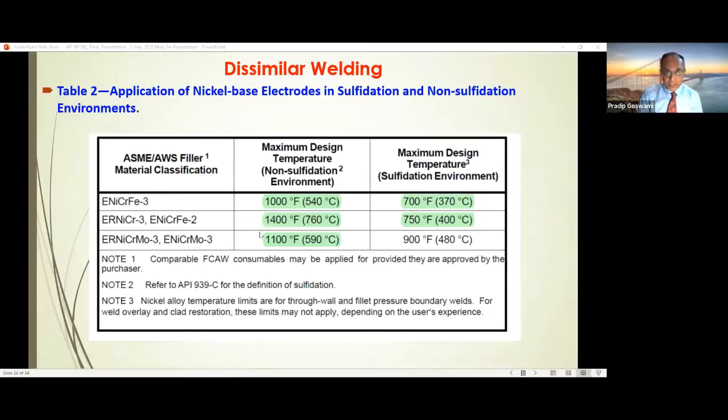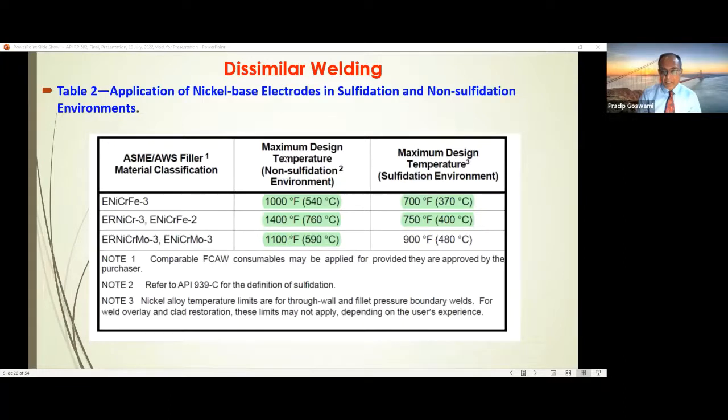Now, the issue is that, generally speaking, what is sulfidation, right? If we refer to API 939C, that tells specifically what is sulfidation and what are the pros and cons, or what are the so-called dangerous stages involved in any sulfidation environment. So generally speaking, when there is sulfidation involved in any application, one has to be very selective. And this particular regime is the applicability of the nickel-based consumables.